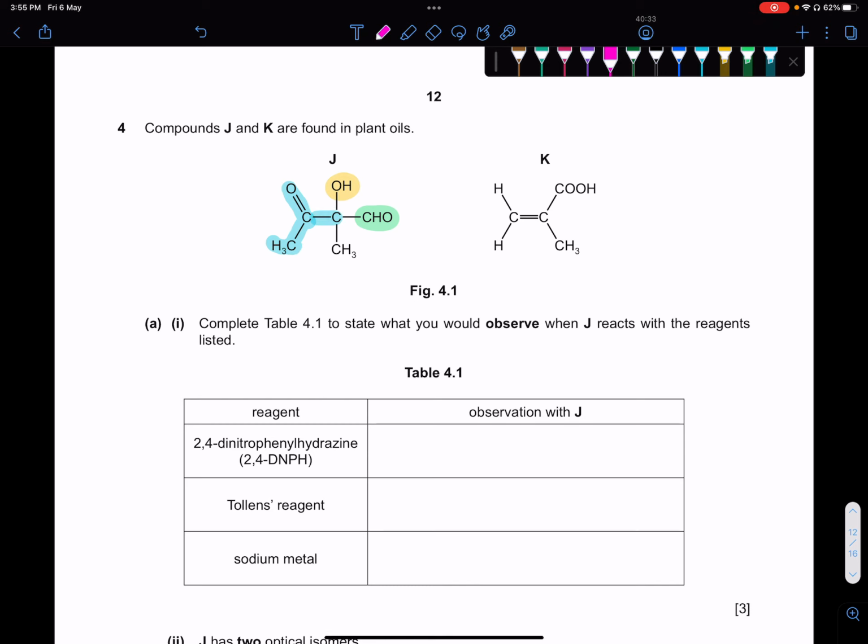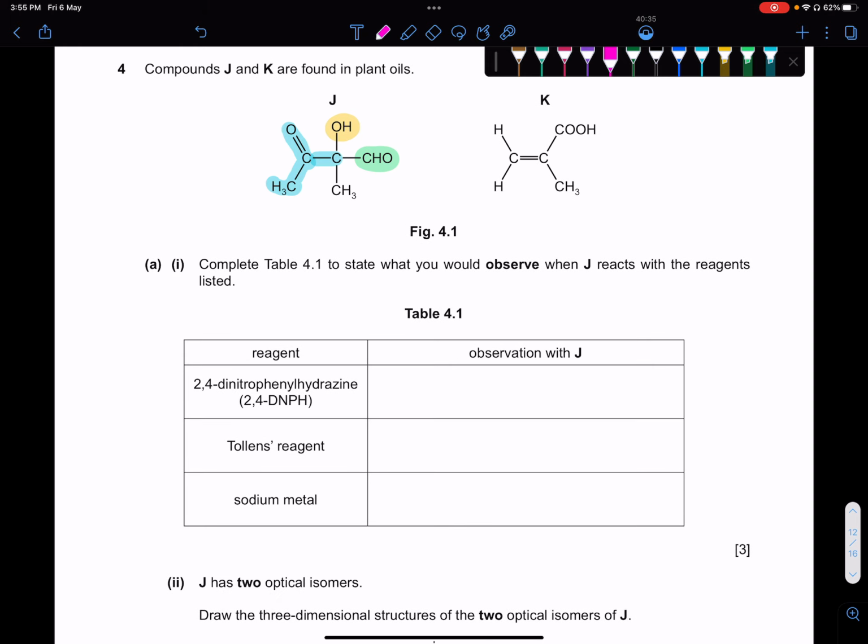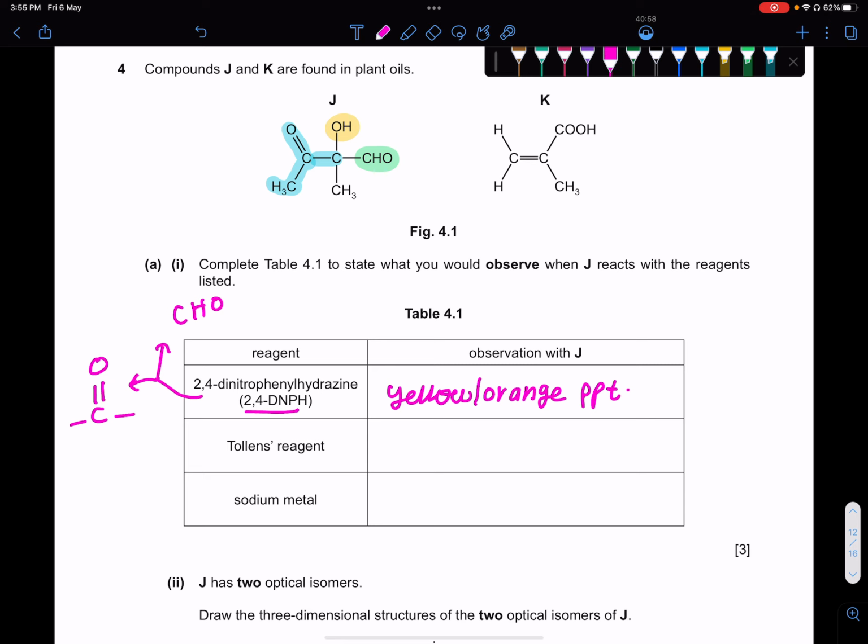So with 2,4-DNPH, it will form a yellow-orange precipitate. Remember that 2,4-DNPH is a test used for carbonyl compounds. It can detect the CHO aldehyde group and the ketone group, right? It can also detect the ketone group. Do you remember that? This is the test that we use 2,4-DNPH for.